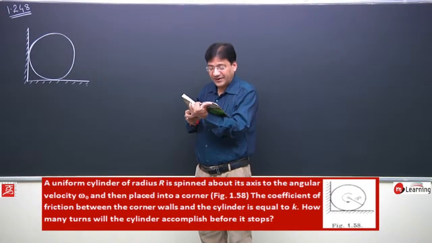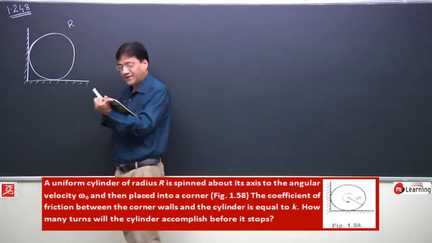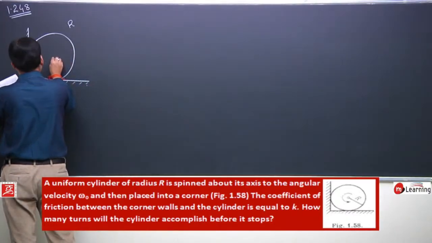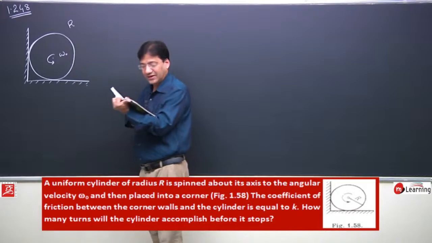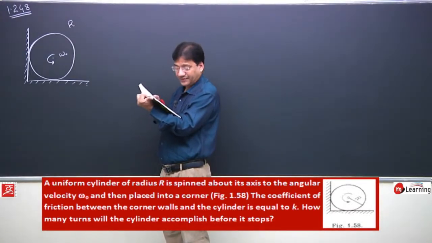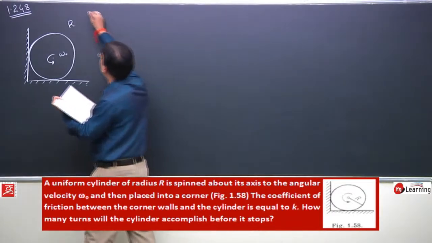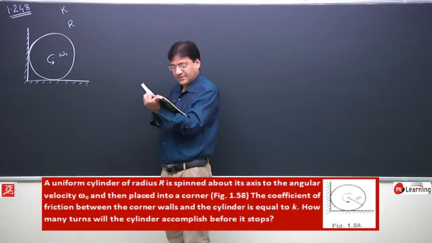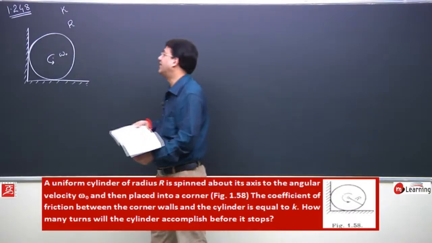A uniform cylinder of radius r is spun about its axis to the angular velocity omega naught, and then placed into the corner as shown in the figure. The coefficient of friction between the cylinder and the wall is equal to K. How many turns will the cylinder accomplish before it stops?